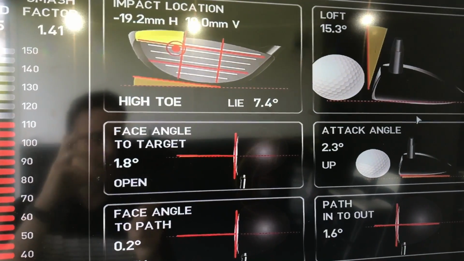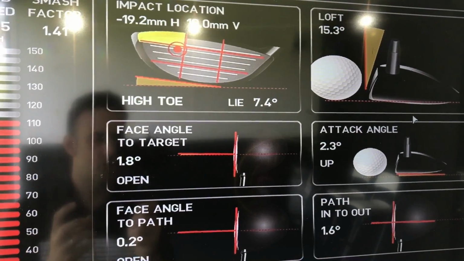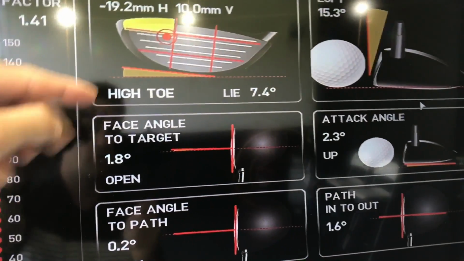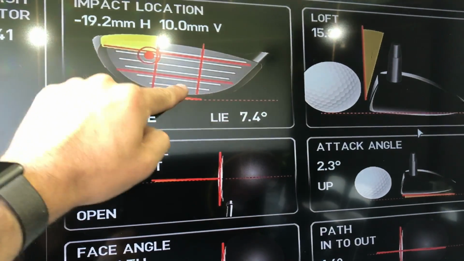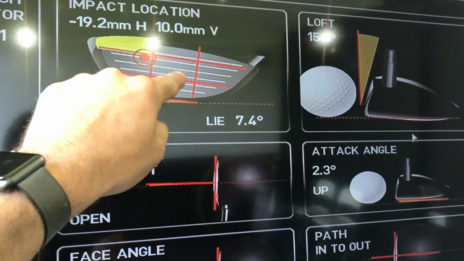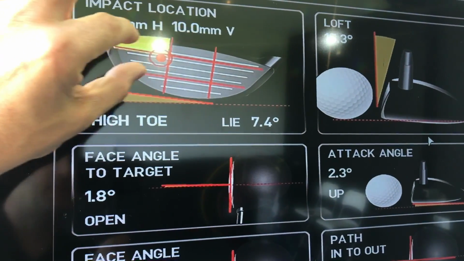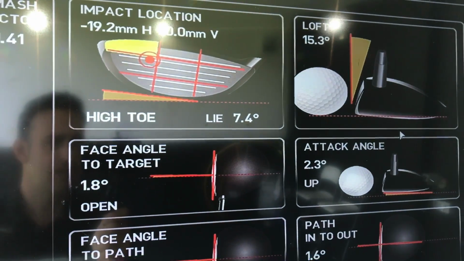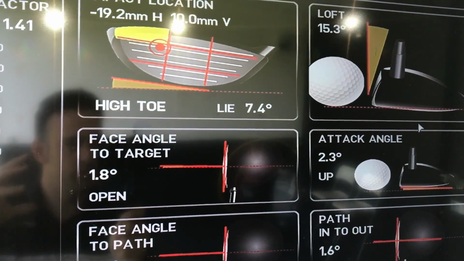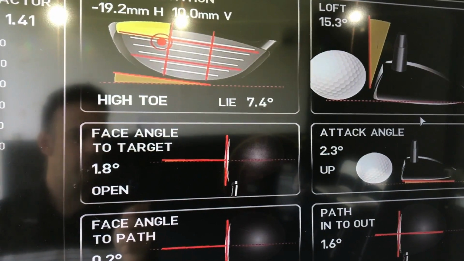Okay, but I gained some more distance because of the strike location. So I've hit it slightly higher to the CG. CG's hovering in here somewhere. So I've hit slightly high, and obviously with it slightly toe, gave me that little draw shape. But because it was slightly high, it pulls that bit of spin off the golf ball.